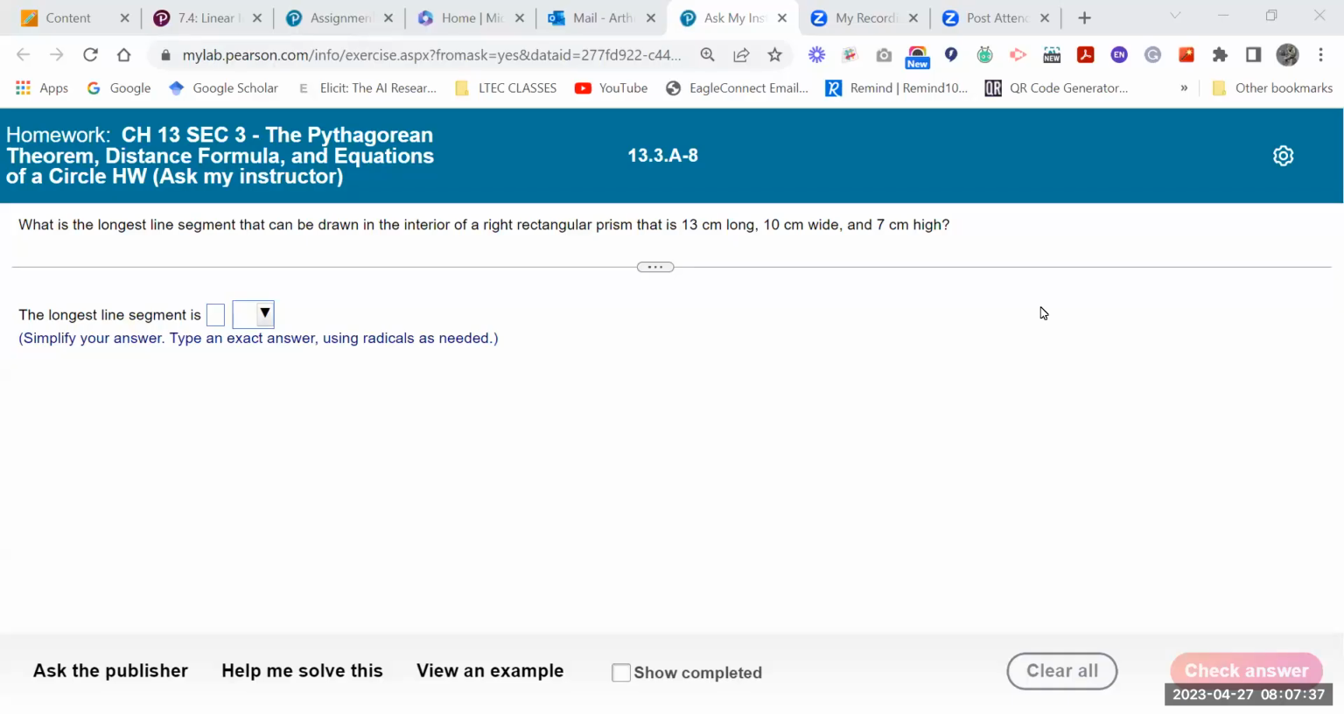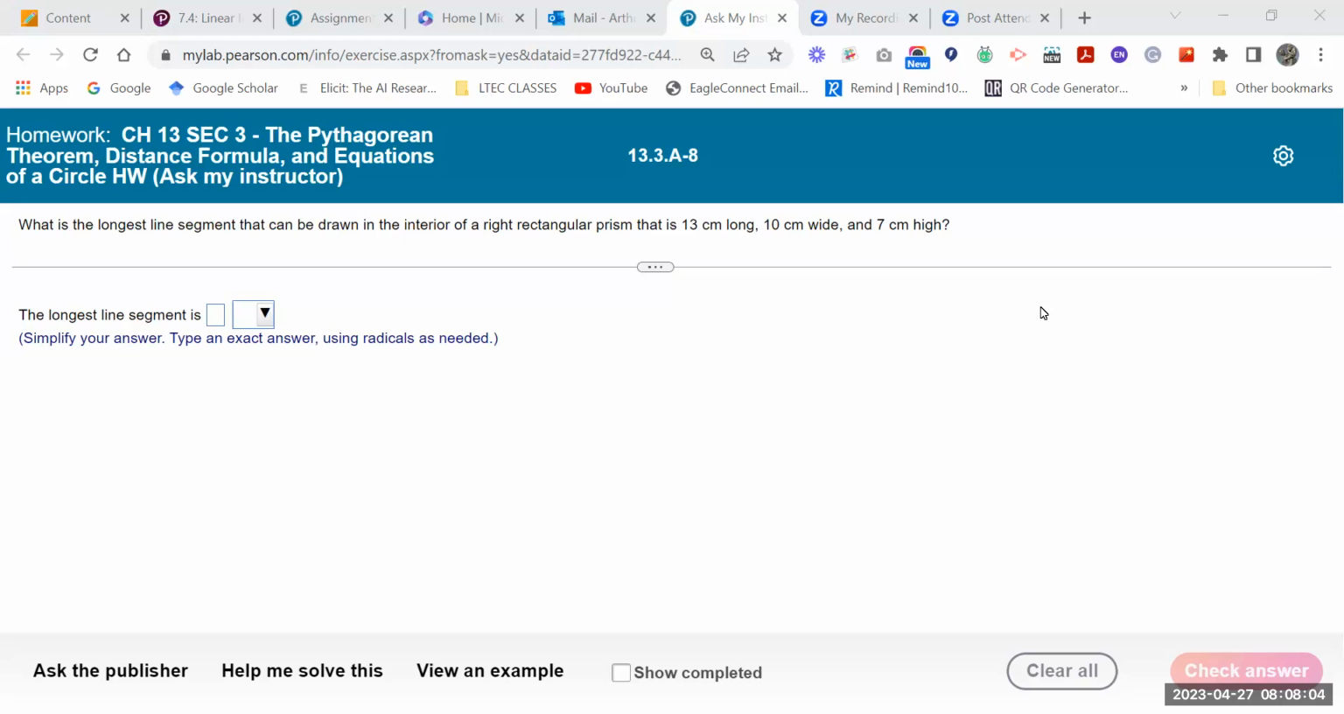All right, let's see what this looks like. The question you asked was on chapter 13, section 3, question 8. It's asking, what is the longest line segment that can be drawn in a right rectangular prism?